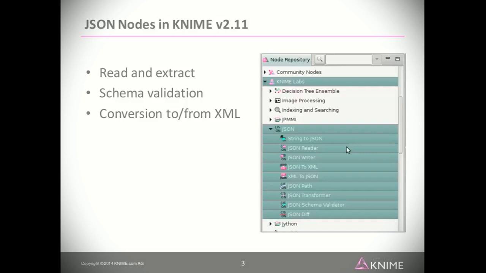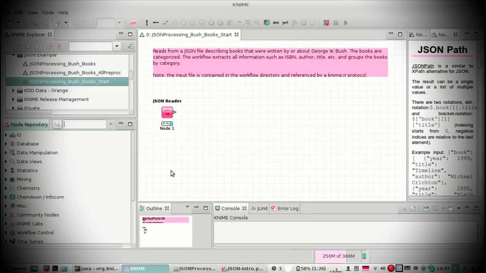There are more nodes, like for instance for schema validation, transformation of JSON objects, and also computing the diff between two JSON objects. There are also nodes that allow you to convert JSON to XML and the other way around. Let's do a quick demo.